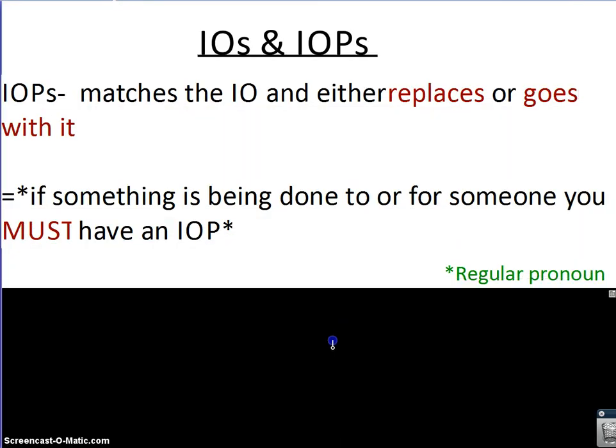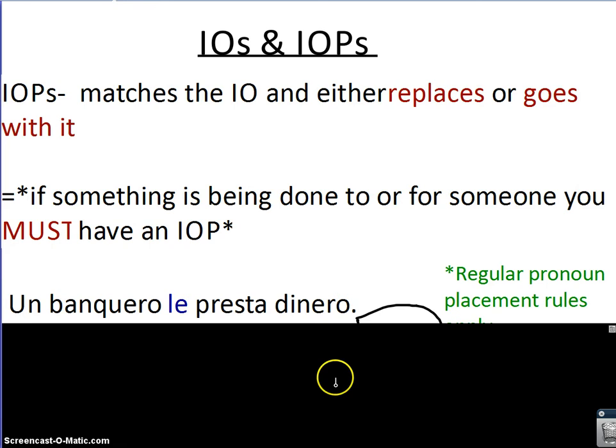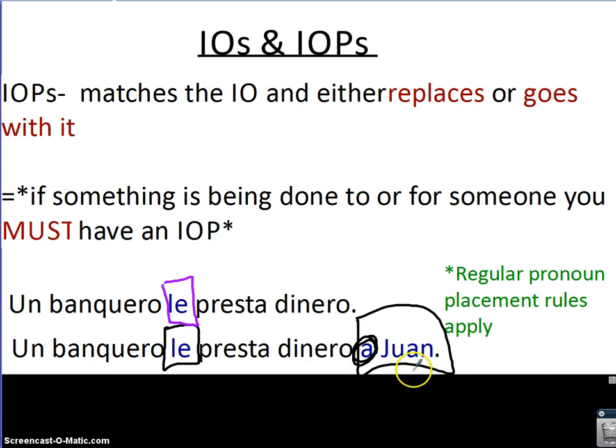Alright, so here's the information we just went over. Here's the sentence using vocab from Spanish 2A. A banker lends or is lending money to him, her, or it, or even you formal. So a banker is lending money to him. If I want to, I can add clarification to this, and I can add a Juan, but I still have the le in there. With other pronouns, you put one pronoun in and take another one out.